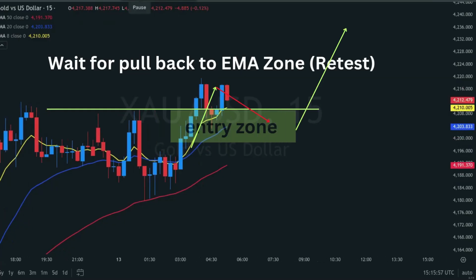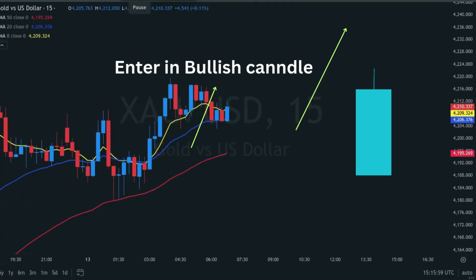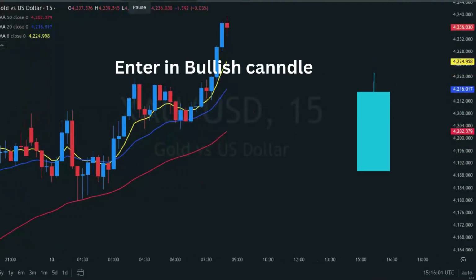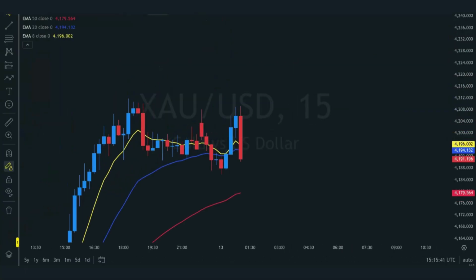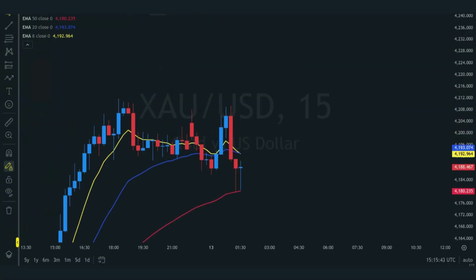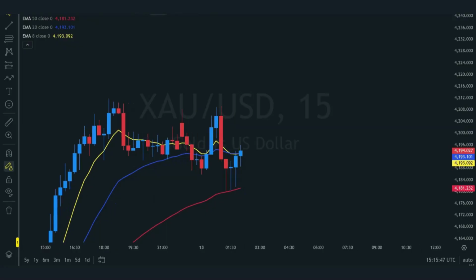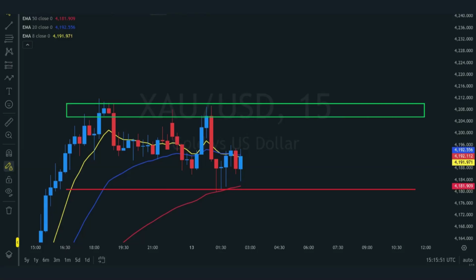There. See that rejection? Sellers tried, but failed. The next candle confirms interest, then breakout happened, then sellers tried again but failed again. Now, and only now, we enter.